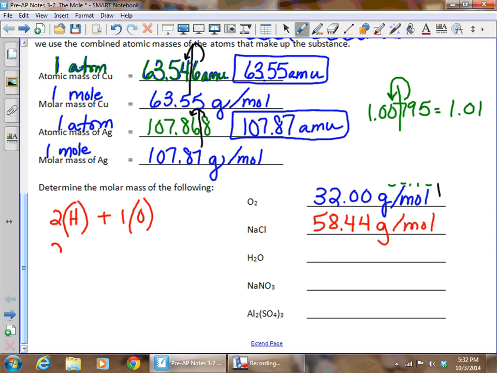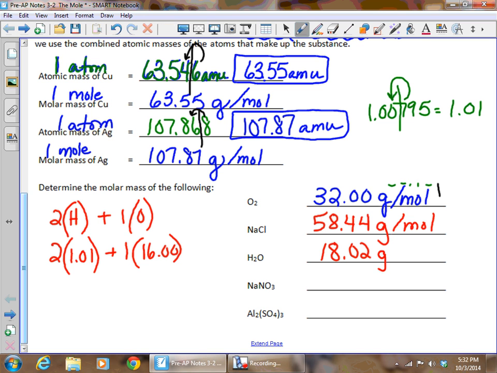So hydrogen is going to be the 2 times the 1.01 plus 1 times, and we've already done oxygen, I'm not going to do it again, 1 times 16.00. Again, plug it straight into your calculator. You don't have to hit enter until the end because your scientific calculators will do order of operations. 2 times 1.01 plus 1 times 16, and you end up with a molar mass for water of 18.02.